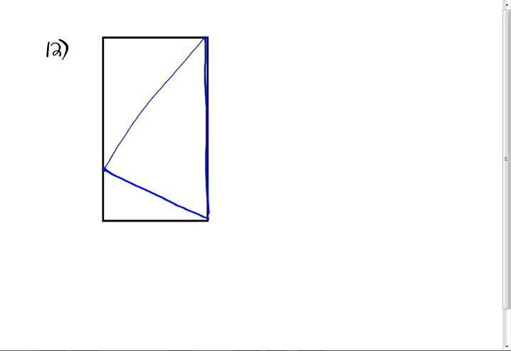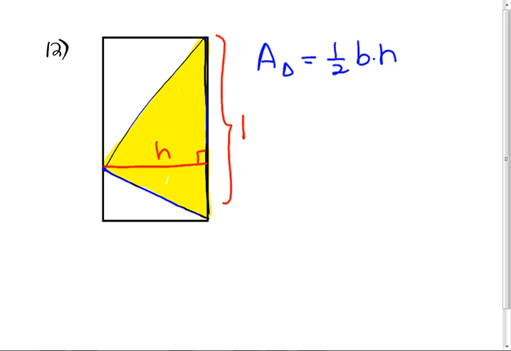And I'm going to shade my triangle. And it's asking me to compare the area of the triangle to the area of the rectangle, but it does more than that. It says why. So let's find the area of the triangle. Area of the triangle is 1/2 base times height. Here's your height, and there's your base. Is that okay?